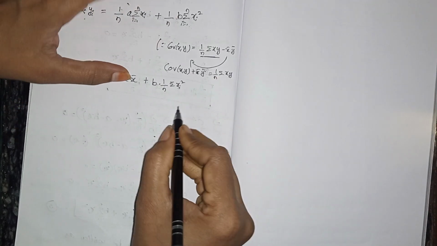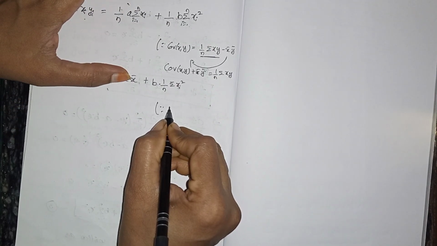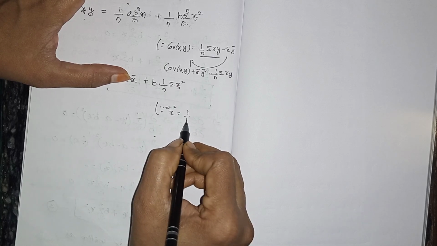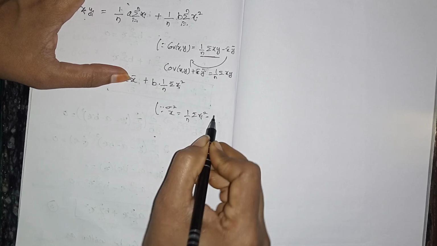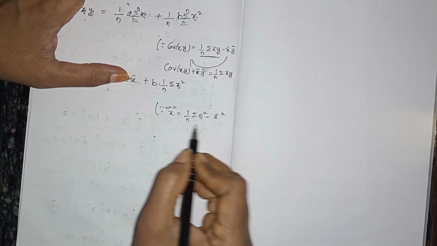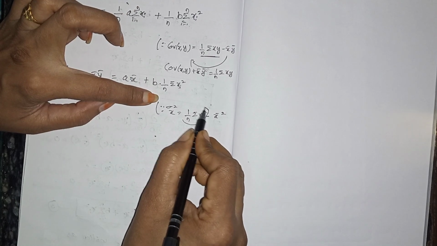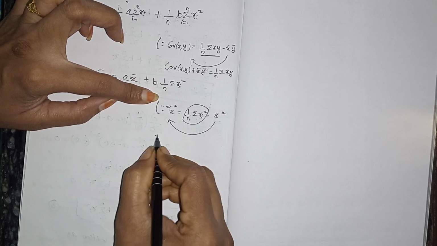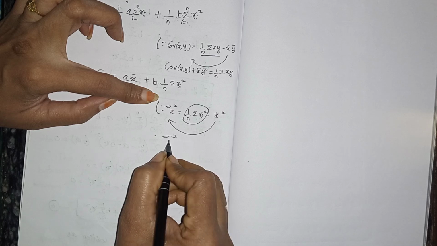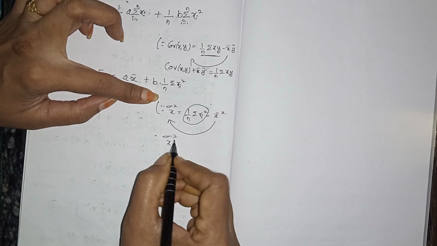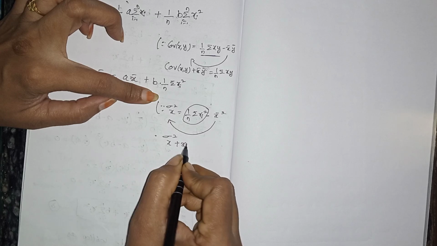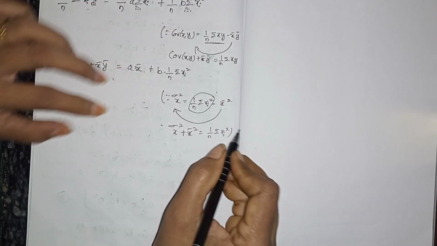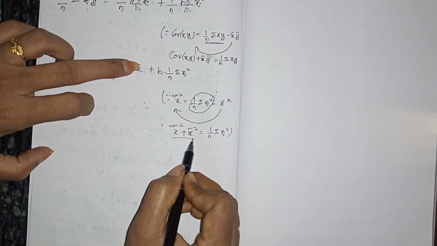So we all know the standard deviation formula, sigma square x, that means the variance formula, is 1 by n summation xi square minus x bar square. Now this value we want, so we have to take it from RHS to LHS. That is variance of x, that means sigma square x plus x bar square equals 1 by n summation xi square. So in this place I am going to replace these two values.